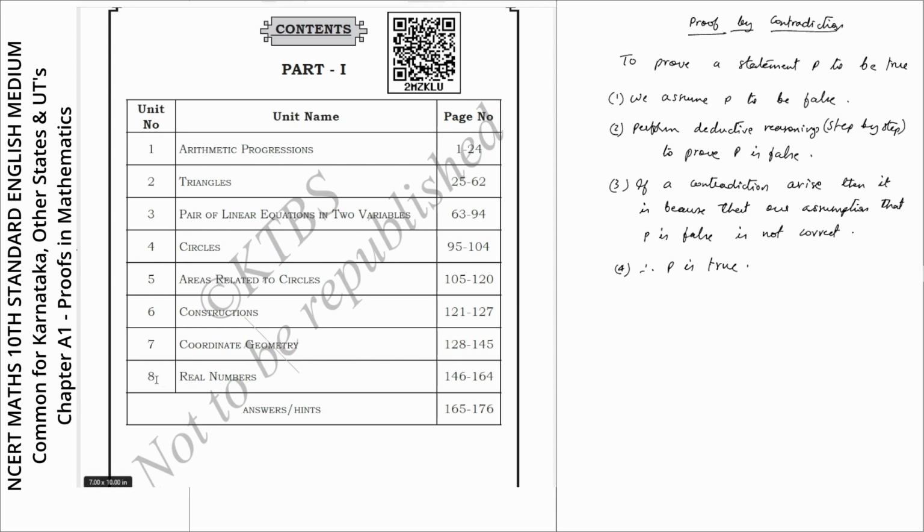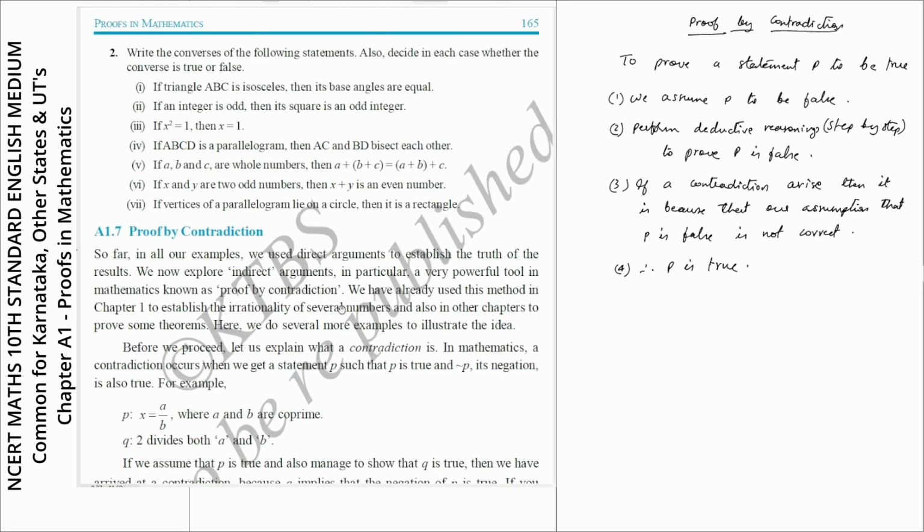So in some textbooks the chapter number is different. In this Karnataka state textbook, the real numbers chapter is chapter 8, okay, but in many textbooks real numbers could be chapter number 1, okay. So whatever the chapter number may be, all state schools who have implemented the national education policy will have the same syllabus and content. So even if the chapter number is different, you don't have to worry, the content will be the same.